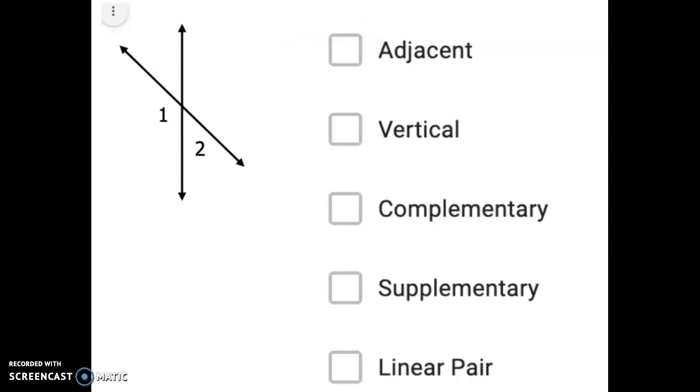So first I'm going to highlight angle 1. I'm going to highlight it yellow just so we can see where it's at, what we're looking at. Angle 2 I'm going to highlight blue. Okay, so now we need to go through each relationship and see if it applies. If it does, we're going to check it.